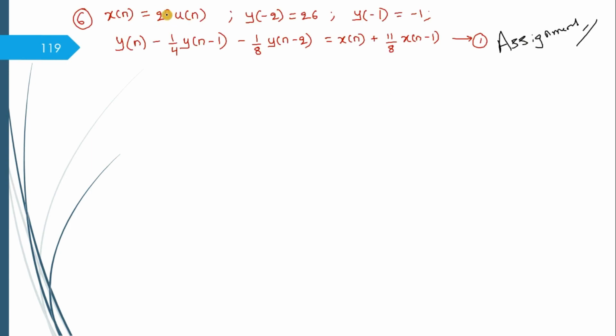It is a discrete time problem on 2 raised to n. Check the table of particular solution and solve it. Get the complete solution. We'll discuss about it in the next session.